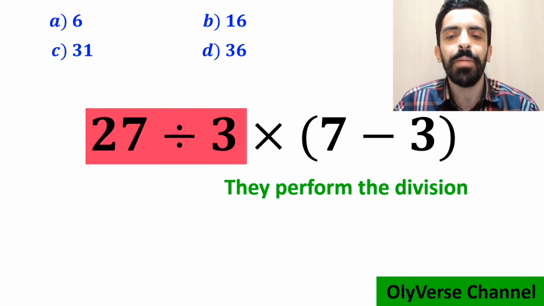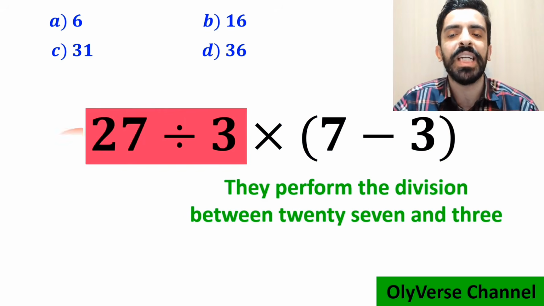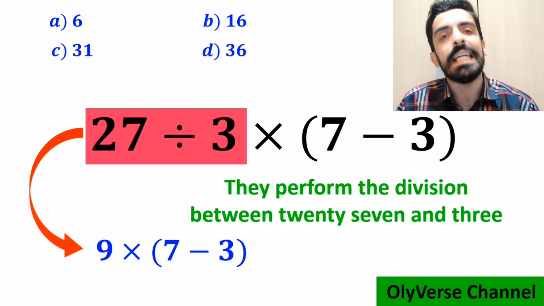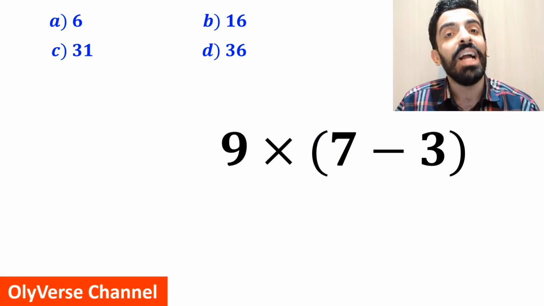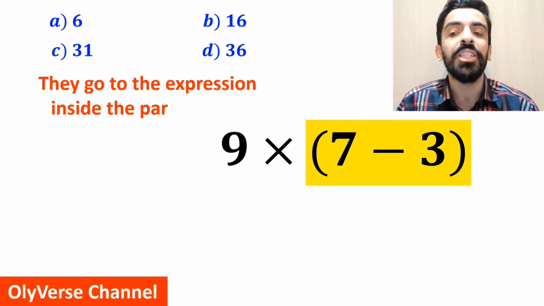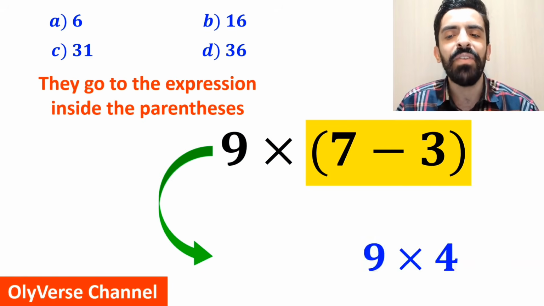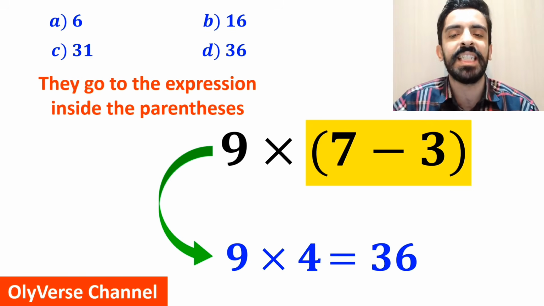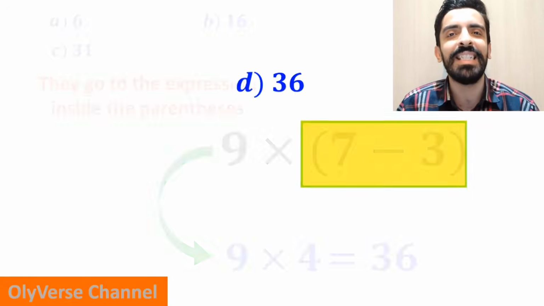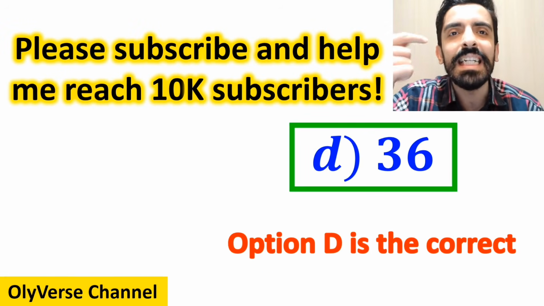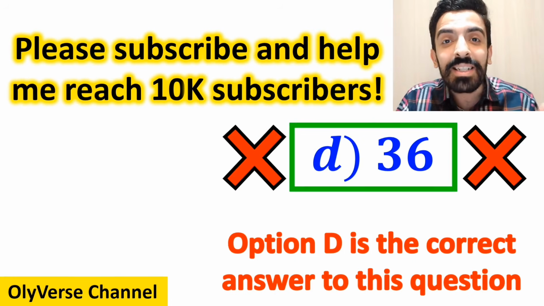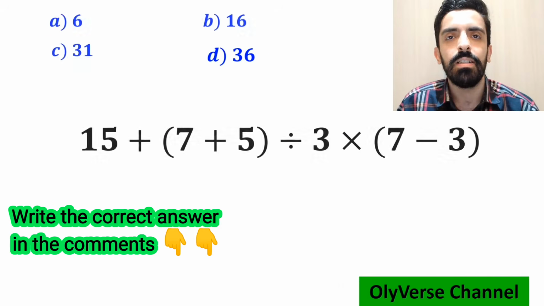Then, they perform the division between 27 and 3 and write this expression as 9 × (7 − 3). And the final step, they simplify the expression inside the parentheses to 9 × 4, which eventually gives them the answer 36. Then, without any hesitation, they quickly say that option D is the correct answer to this question. However, it's not the correct answer.